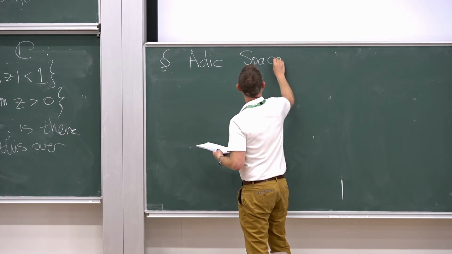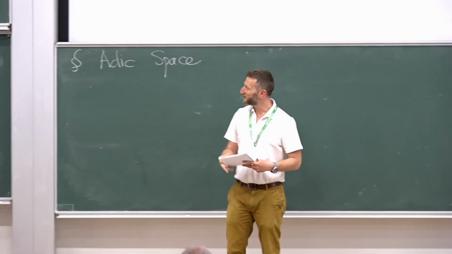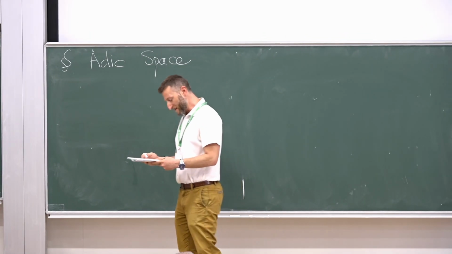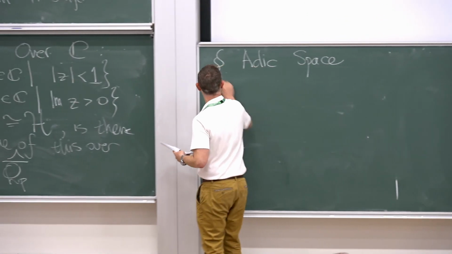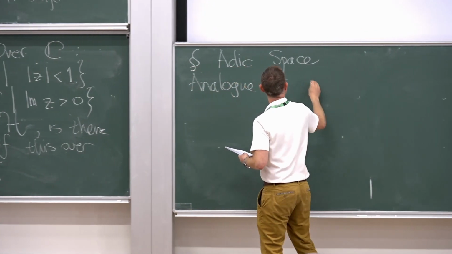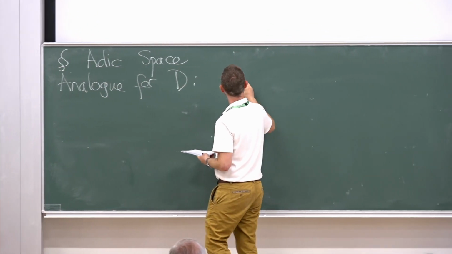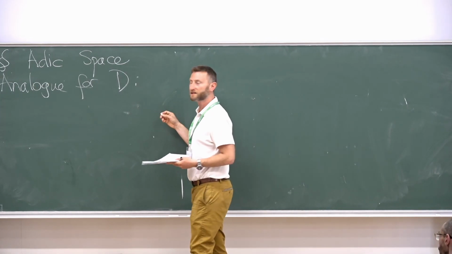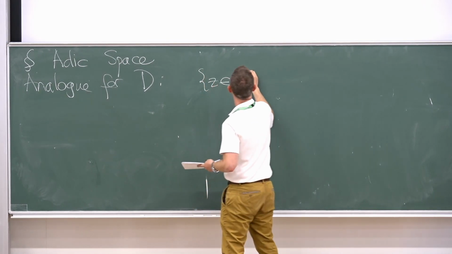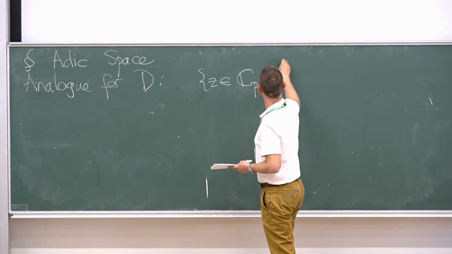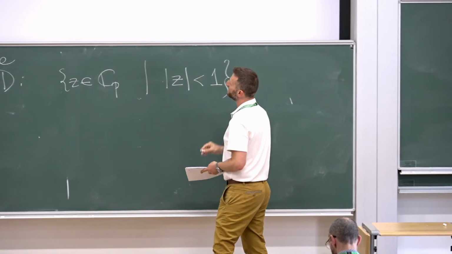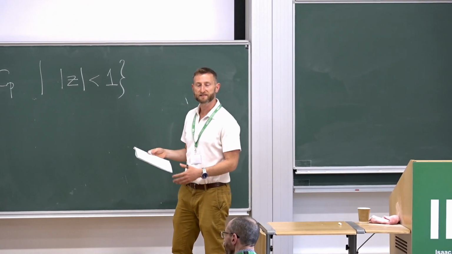Before even being able to pose this question, you need to say what the analogs of D and H actually are. One thing that might be tempting is to say that the analog for D might be something like this, just everything close to 0 with radius 1. So maybe it's all of those elements of C_p. C_p is a metric field, so it's perfectly good to say that the absolute value of z is less than 1, right? It makes sense.